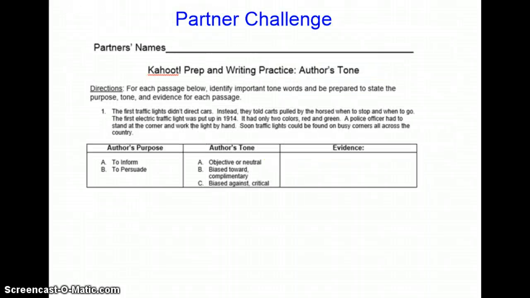Now it's your turn. Working with your partner, you are going to read a variety of passages. And as you read, you're going to try to figure out what is the author's purpose, what's the author's tone, and where's my evidence for that. To prepare you for this, I'm going to go through the first passage with you. So let's read this together.